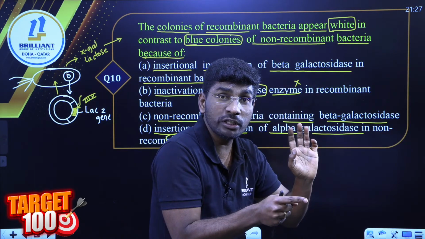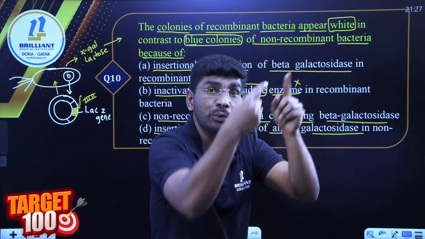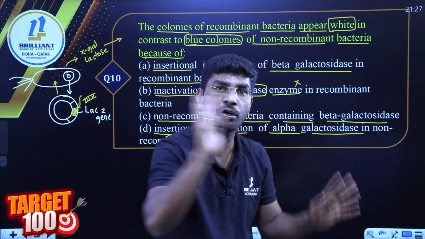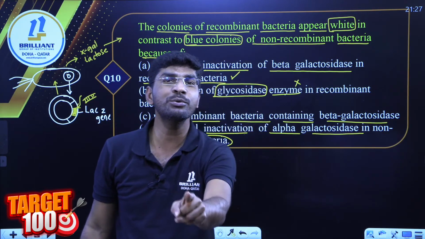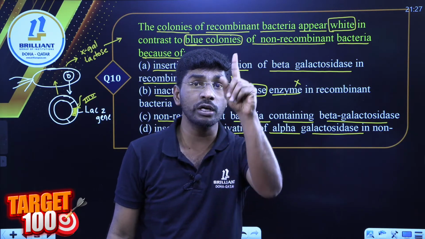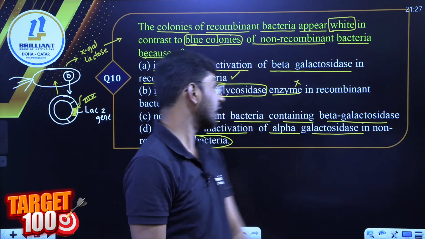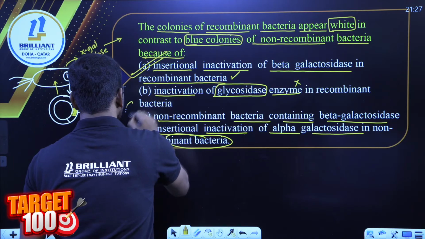If the chromogenic substrate is converted into blue color, beta-galactosidase enzyme is still working, that means your gene did not go in. That means your inserted gene did not go in. So insertional inactivation, prepare carefully from the NCERT. So I can go with option A.